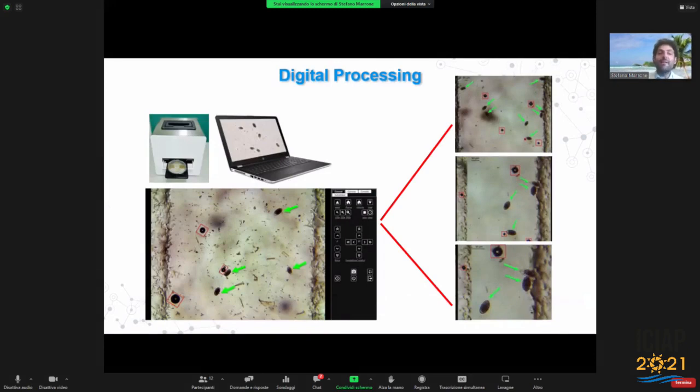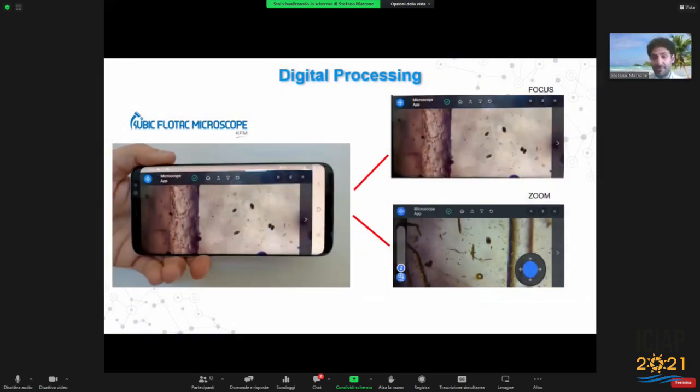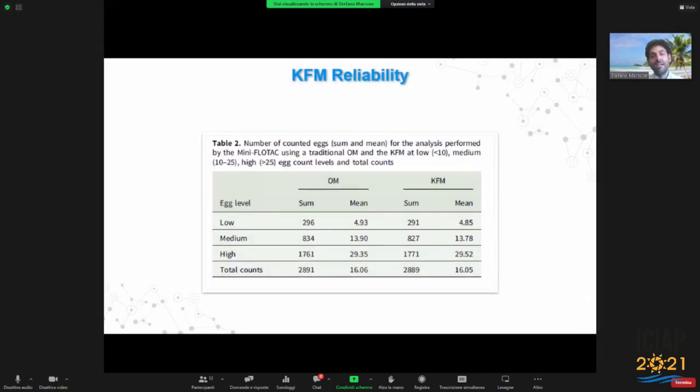Also, the KFM is totally accessible by using an online tool. So you can connect to the microscope by using a remote web app, by using a laptop, or by using a normal smartphone, Android or iOS. One of the advantages, as I was saying, is that it's compact and very, very effective.